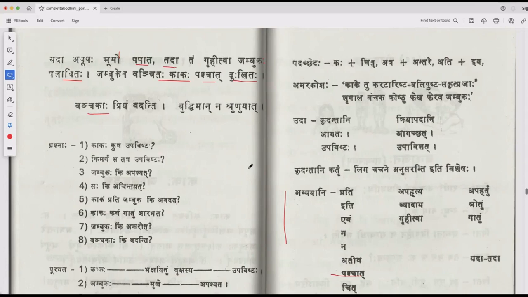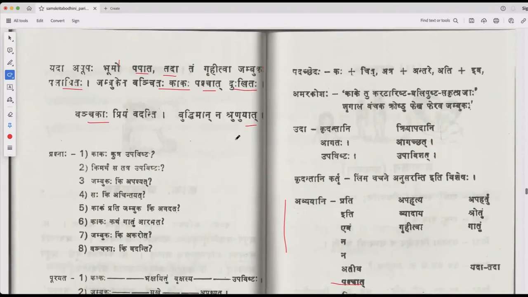Vanchakaha priyam vadanti, buddhiman na shrunuyat. He should not listen. Shrunuyat is vidhilinga. We have read lotlakaraha. Now this is vidhilinga, another lakara that you have to learn. So lat, lang, lot, vidhiling. I showed you in that dhaturupam, right? The fourth one is vidhiling. Kuryat, bhuyat, bruyat. Sukham bhuyat. Sa dukkha bhag bhavet. Ma kashchit dukkha bhag bhavet. Priyam bruyat is also there.